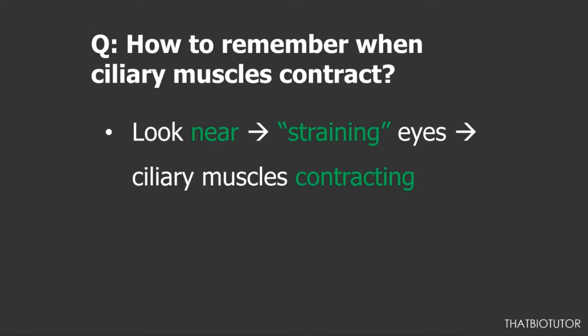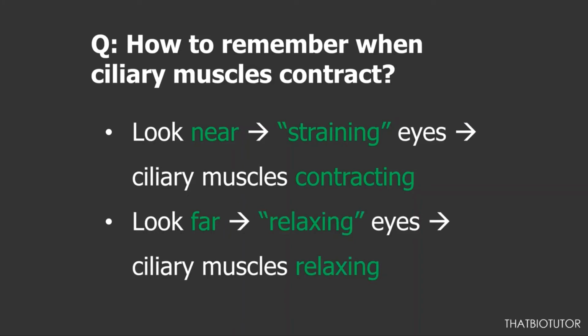When you look near, you are so-called straining your eyes, right? So the ciliary muscles, you can remember, they are contracting. When you look far, you are so-called relaxing your eyes. So ciliary muscles are relaxing. Okay? This is not scientific at all. It's not even a real logical reason. But since we commonly associate looking near to straining our eyes, we can use this to trick our minds into remembering the correct things. And that is that when looking near, ciliary muscles will contract.